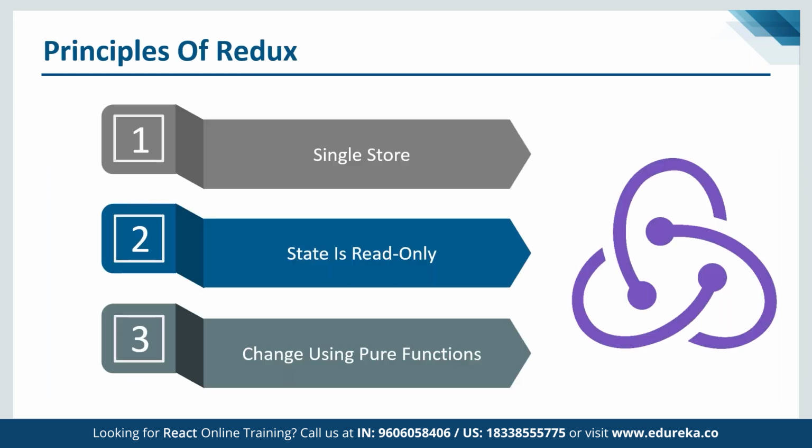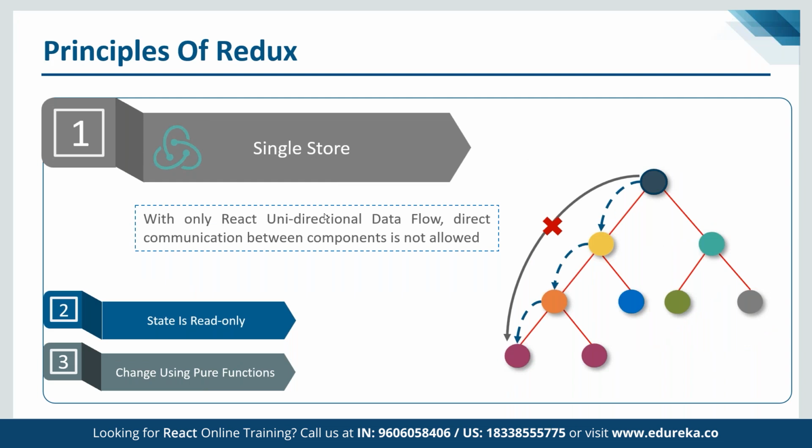We have a single source of truth, state is read-only, and changes are made using pure functions. If you talk about the single source of truth, the state of the entire application is stored in an object state tree within a single store. A single state tree makes it easier to keep track of the changes over time and to debug or inspect the application. So for a faster development cycle, it helps to persist the application state in development. And that's why, with React's unidirectional data flow, direct communication between components is not allowed.